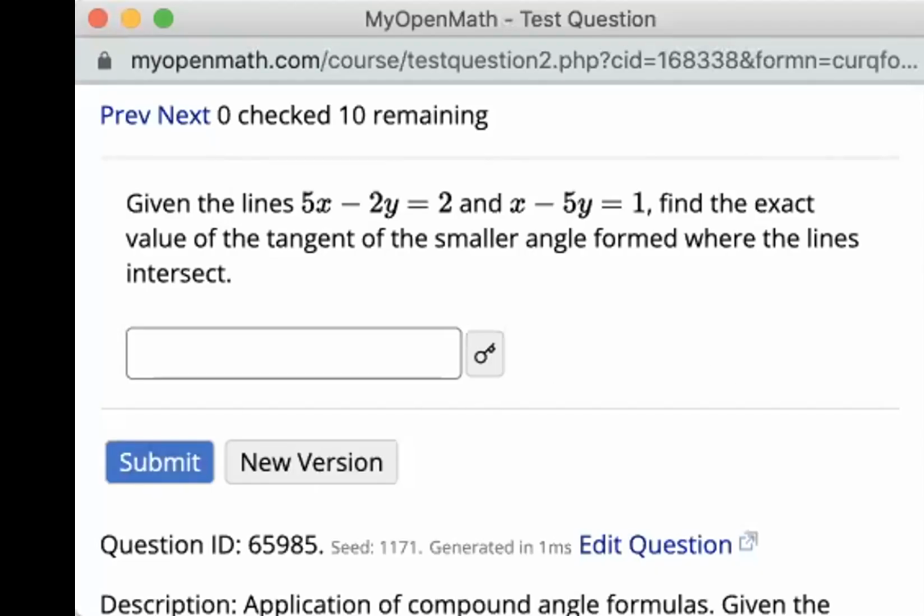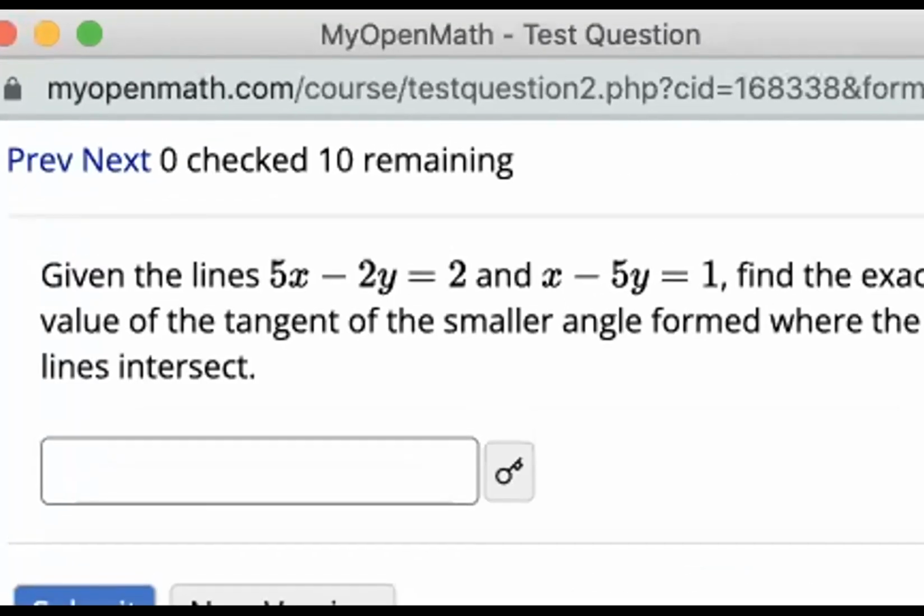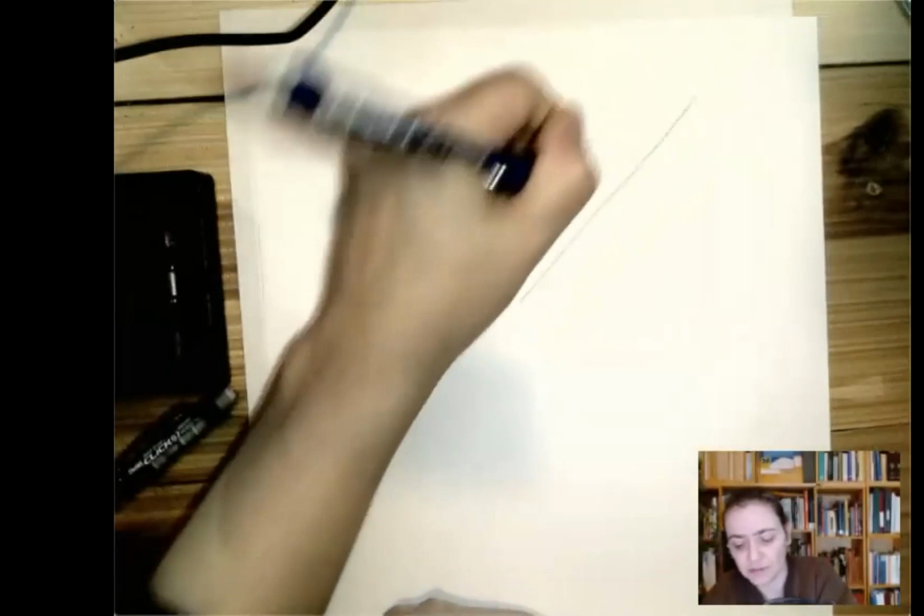So this is kind of interesting. We got two straight lines, and we have to find the tangent of the smaller angle formed where the lines intersect. That sounds a little complicated, but basically they're telling us, unless the lines are perpendicular, there is one angle that's acute and one angle that's obtuse, and we have to find the acute one.